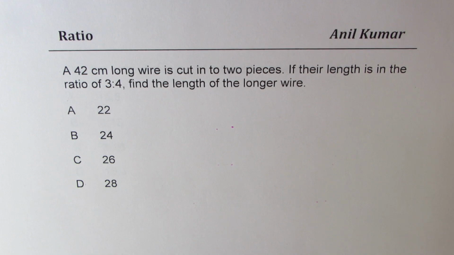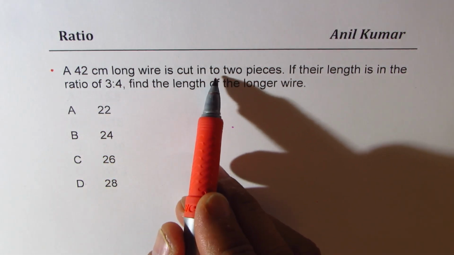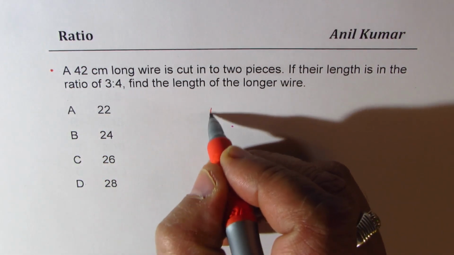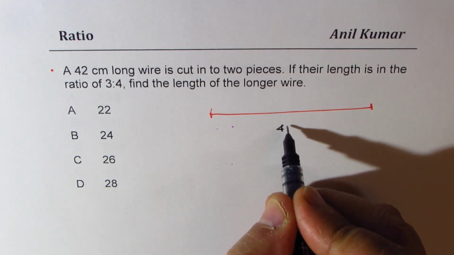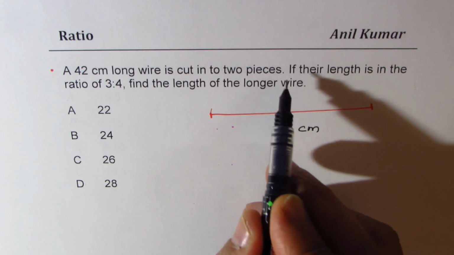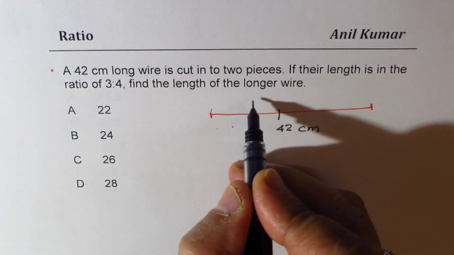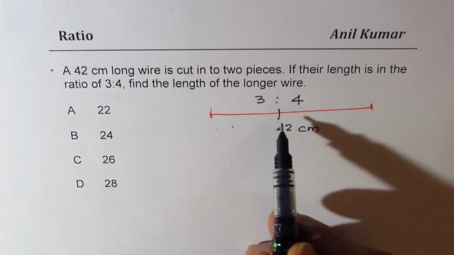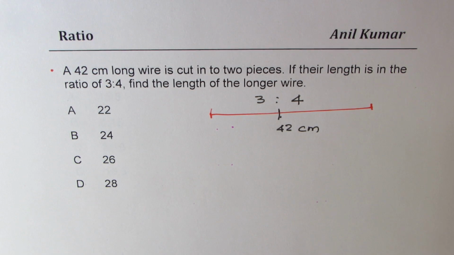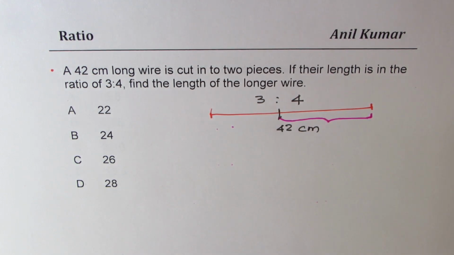Now here is another one which says a 42 centimeter long wire is cut into two pieces. So the total length here is 42 centimeters. If their lengths are in the ratio of 3:4, so one is smaller, let's say. So the ratio is 3:4. Find the length of the longer piece. We have to find the length of the longer piece. So how long is this one?